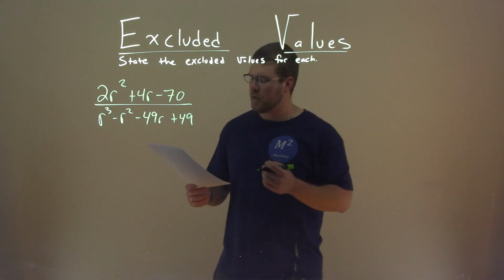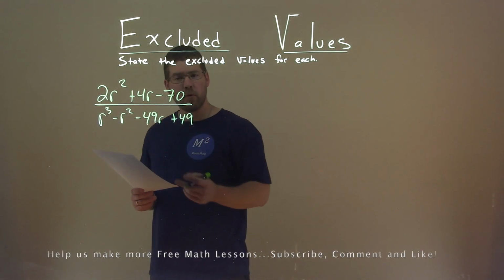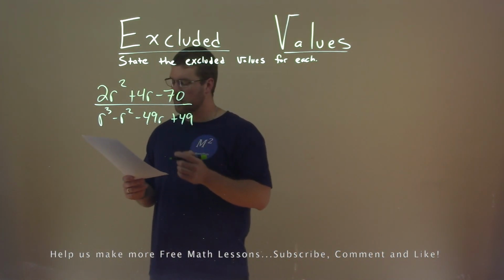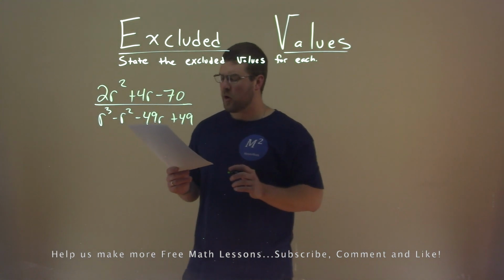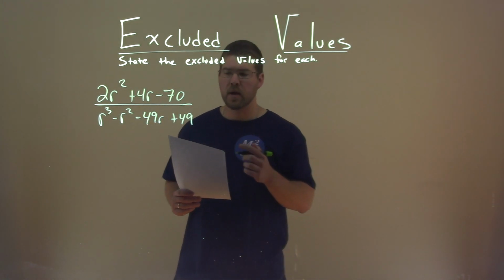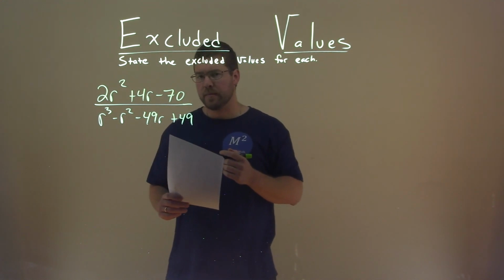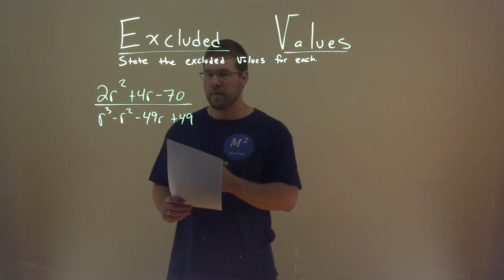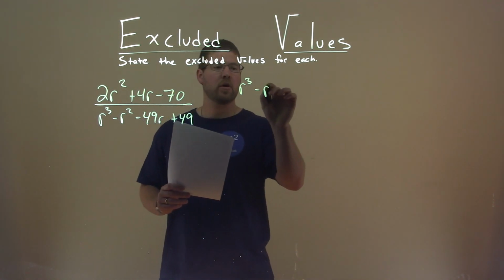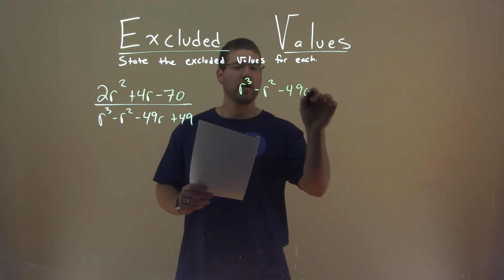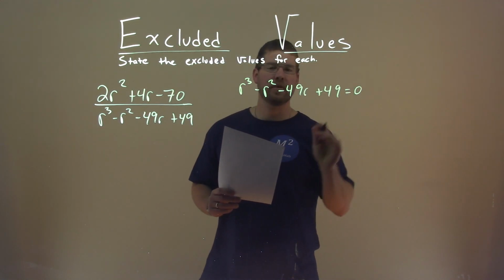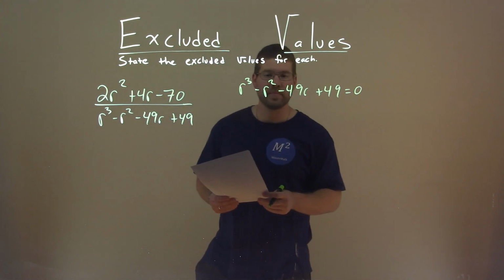We're given this problem right here: 2r squared plus 4r minus 70 divided by r to the third power minus r squared minus 49r plus 49. And we want to find the excluded values. We have a rational expression right here, and we know we cannot divide by 0. So we're going to take our denominator, r to the third power minus r squared minus 49r plus 49, and find when this equals 0, what r values cause that to happen.